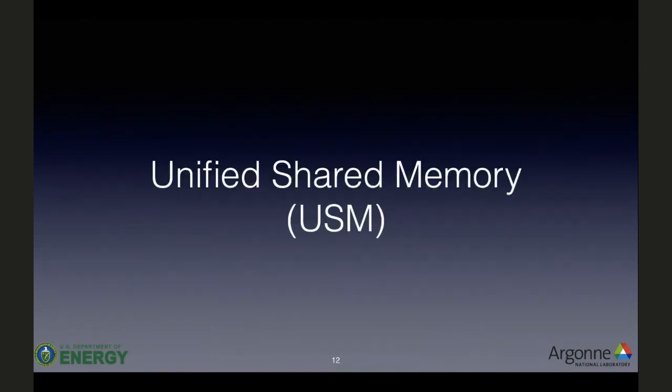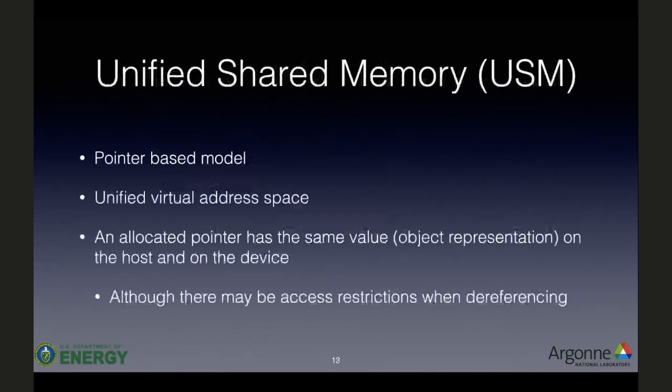The first big one is Unified Shared Memory, USM for short. This is a pointer-based model, and it's a unified virtual address space across all the devices and the host. If you allocate a pointer, it has the same value in terms of object representation on the host and on the device, which means you can just copy it anywhere. You may not be able to dereference it and access it, and there are restrictions there. But there's no translation that has to happen to the bits. You just copy the bits, and it just works.